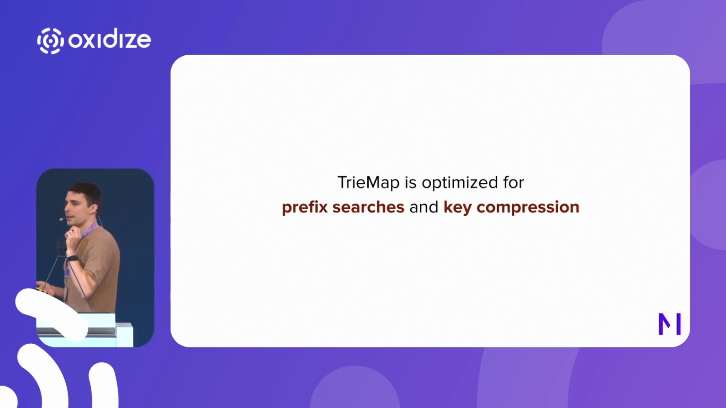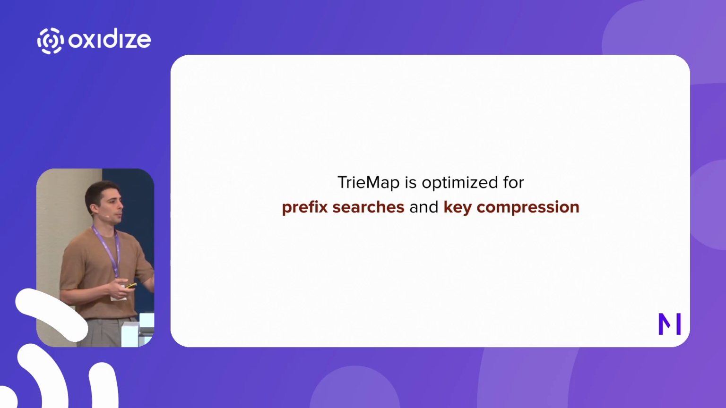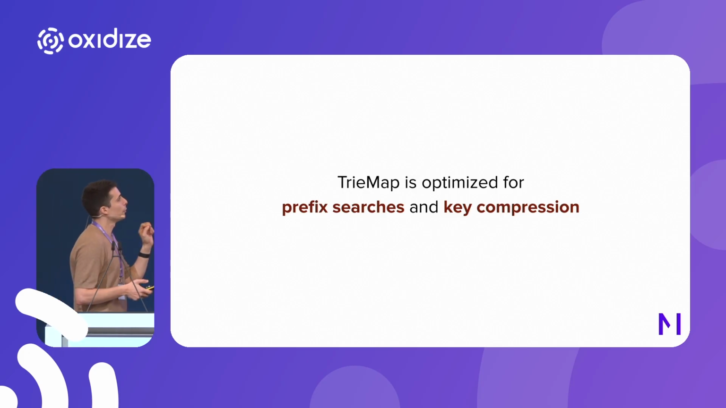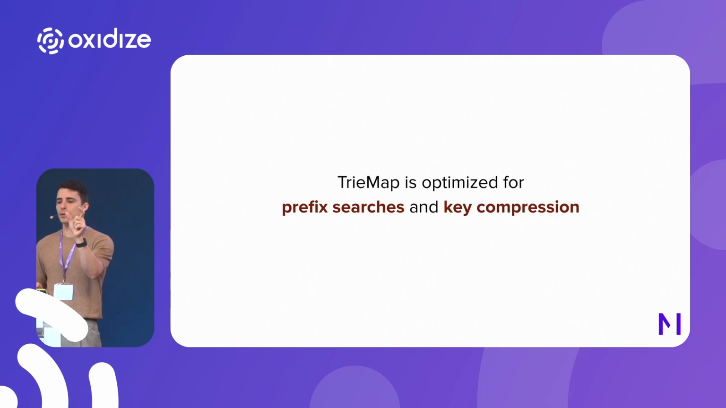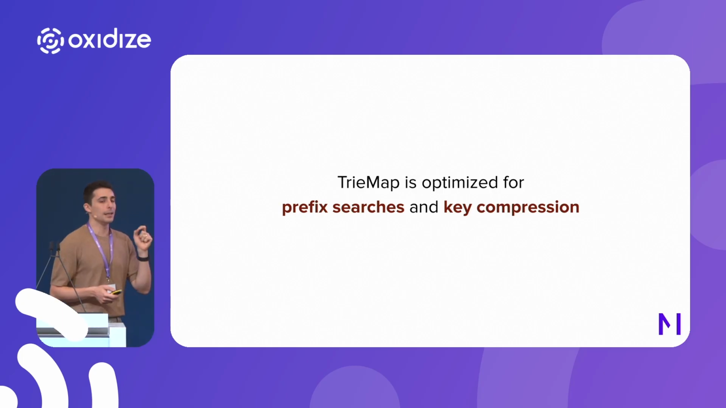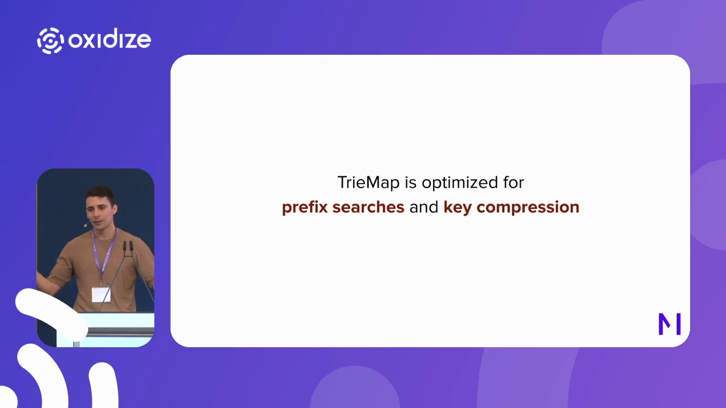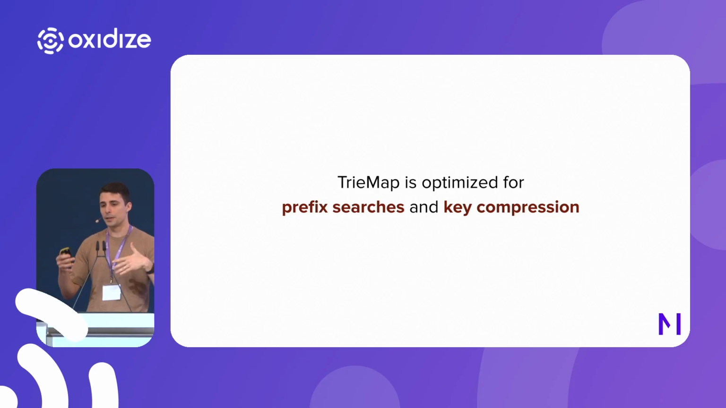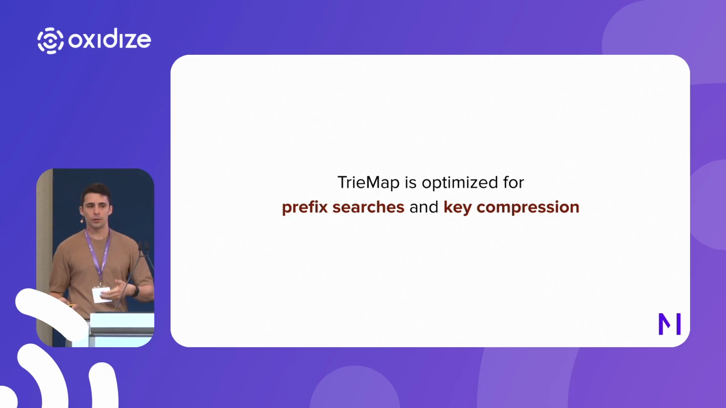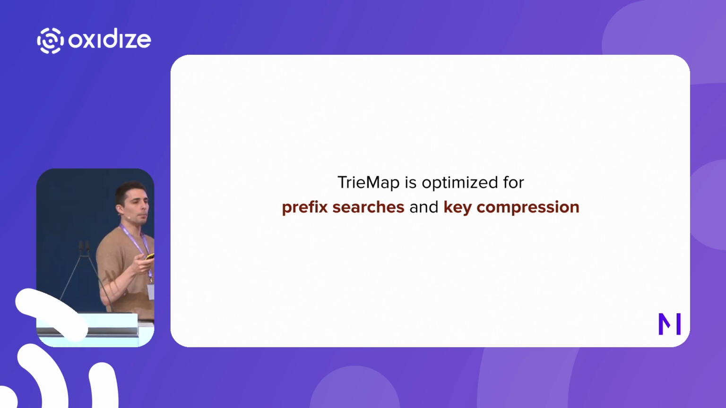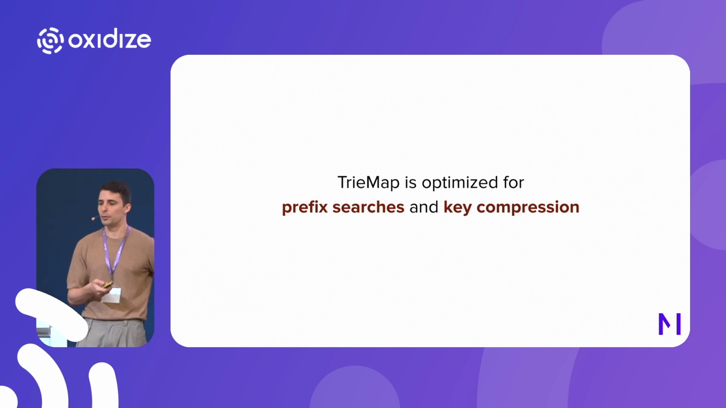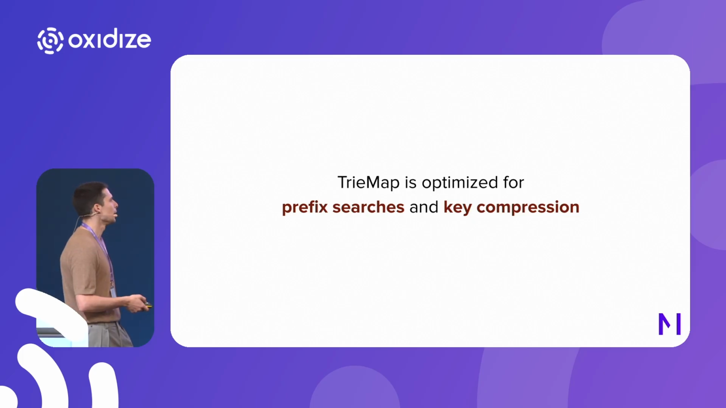A TrieMap is something you use when you're looking for specific properties. In particular, you're looking for optimized prefix searches, so find me all the keys that start with a certain segment, as well as key compression, where your keys share a lot of prefixes. This may happen a lot in natural language or URLs, for example. That makes the TrieMap very compact in memory, and this is desirable if you're doing a database, as we're doing here.